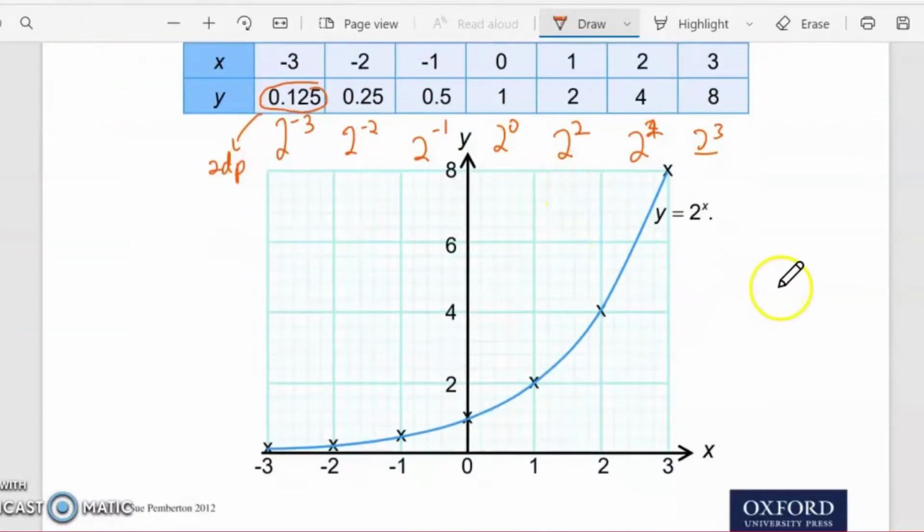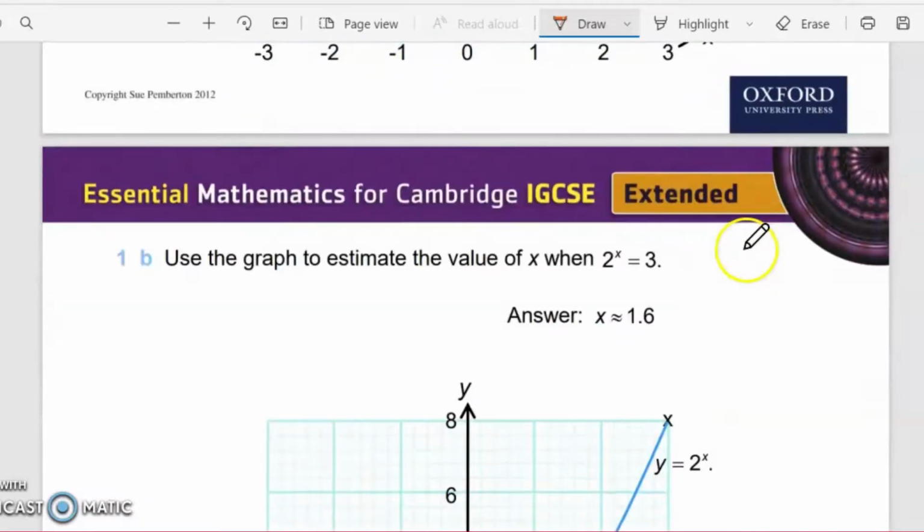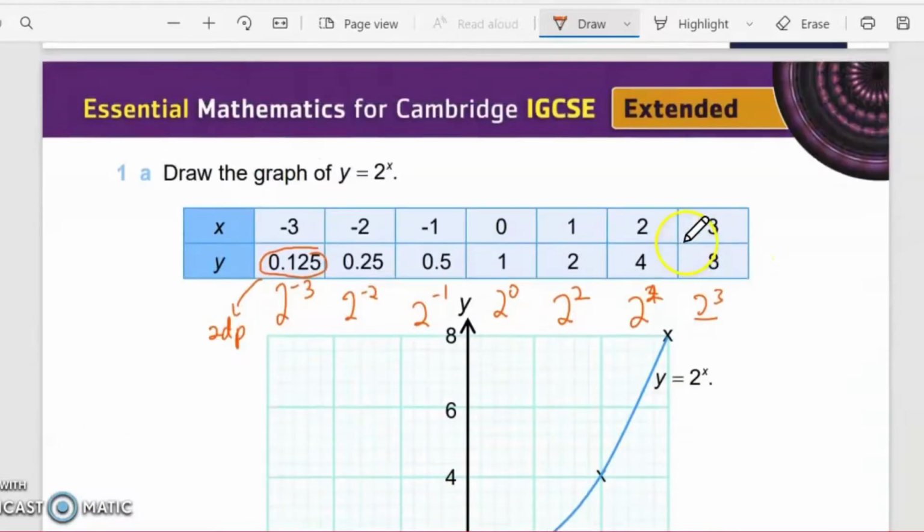Okay, 2 decimal places. So we plot each point here, and then we join the points mostly by using your free hand. Tak boleh guna ruler, but you can use a flexible ruler, and make sure it's smooth. Okay, and that is for the graph of exponential growth.